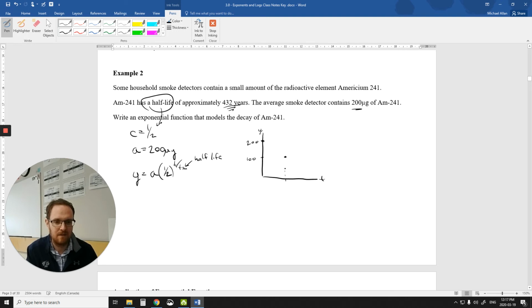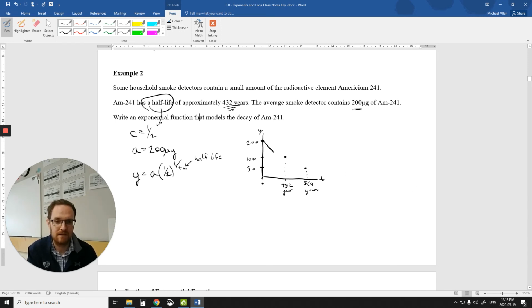So we start up here, plot a point that's half of that. This time is 432 years. It's the time it takes to get to one half of what it started off with. And then if I go down to 50, which is half of 100, I'll plot another point here, about there. This time, from here to here, is going to be 432 years as well. So this time, if I start from 0 way over here, is going to be 864 years. And then half of that would be another 432 years, et cetera, all the way down.